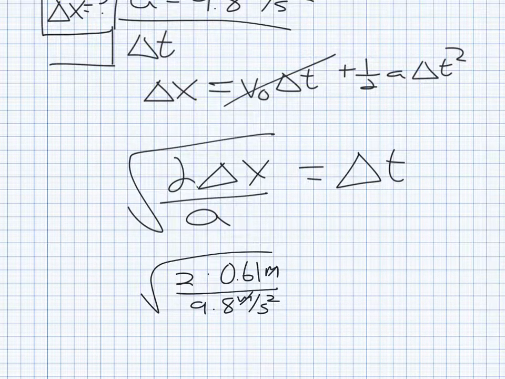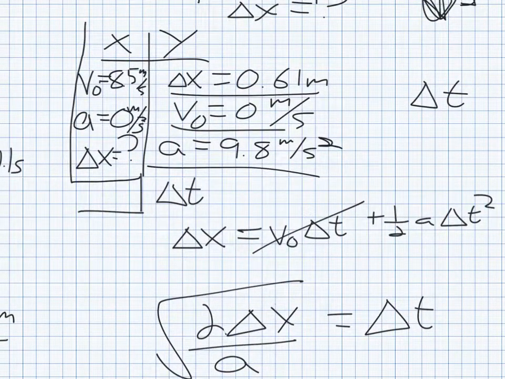My calculator is telling me 0.35. So it takes about 1/3 of a second for this dog to hit the water. Now I've got to figure out how far he went. So I'm going to go back up here and say that my delta time on this side is also equal to 0.35 seconds.